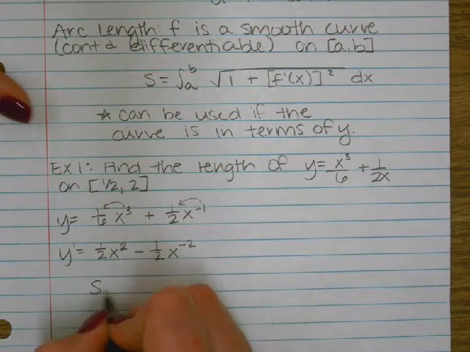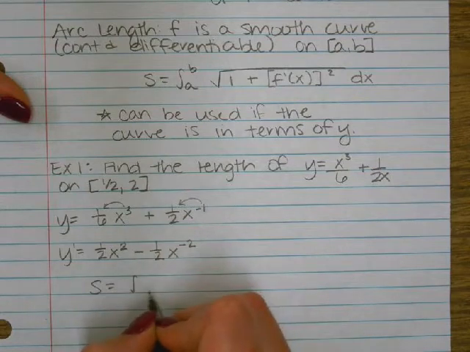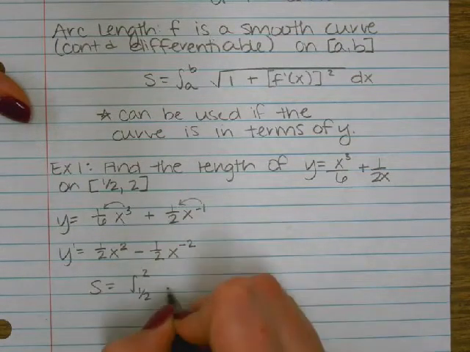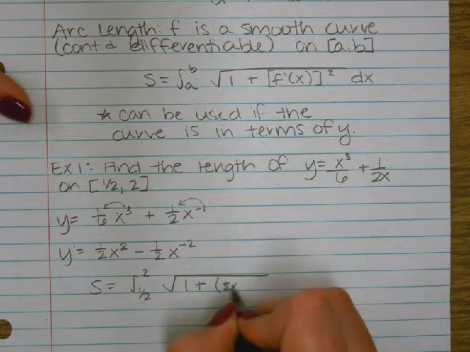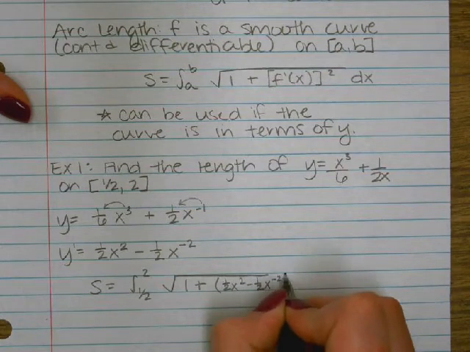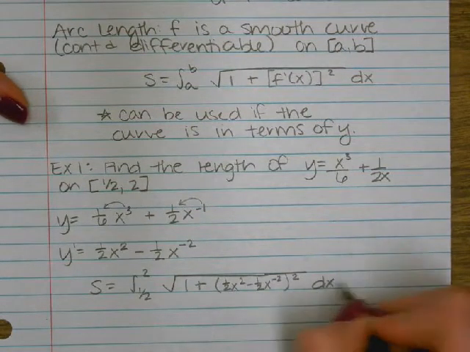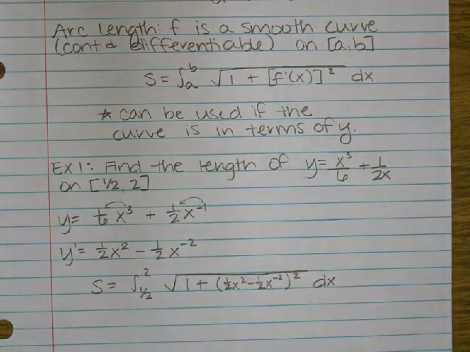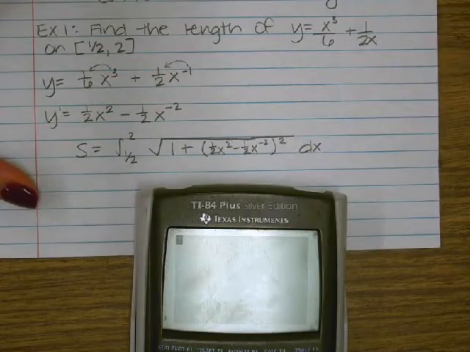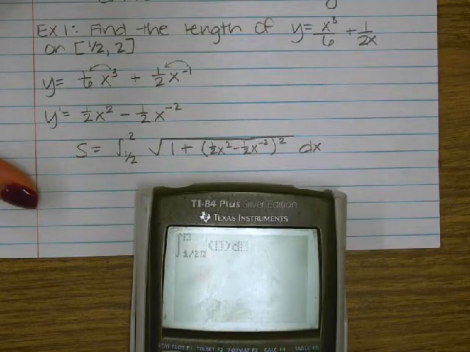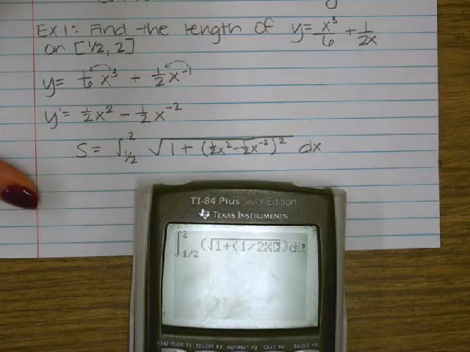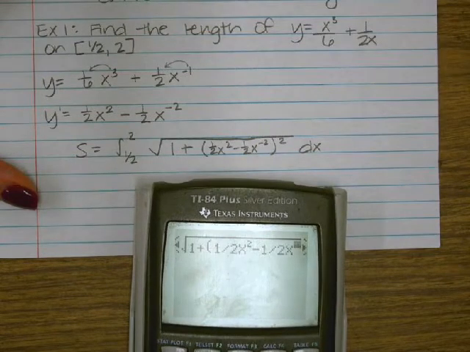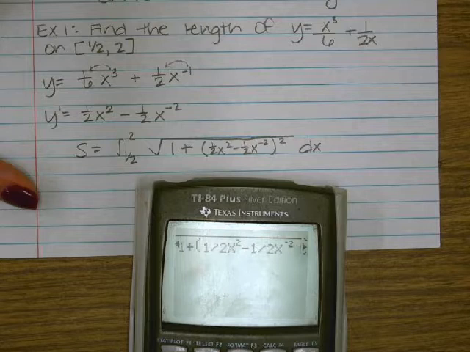And now I can go ahead and say my arc length is this integral evaluated from 1/2 to 2. And then I've got the square root of 1 plus my derivative squared. And we're going to go ahead and type that in exactly the way that it looks. And just make sure that you're careful when you're typing things in so that your parentheses are where they should be and all of that stuff. So 1/2 x squared minus 1/2 x to the negative 2, squared.